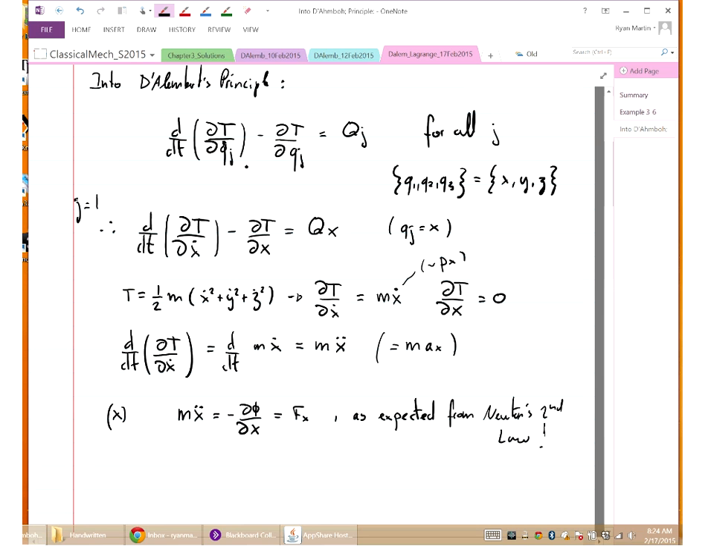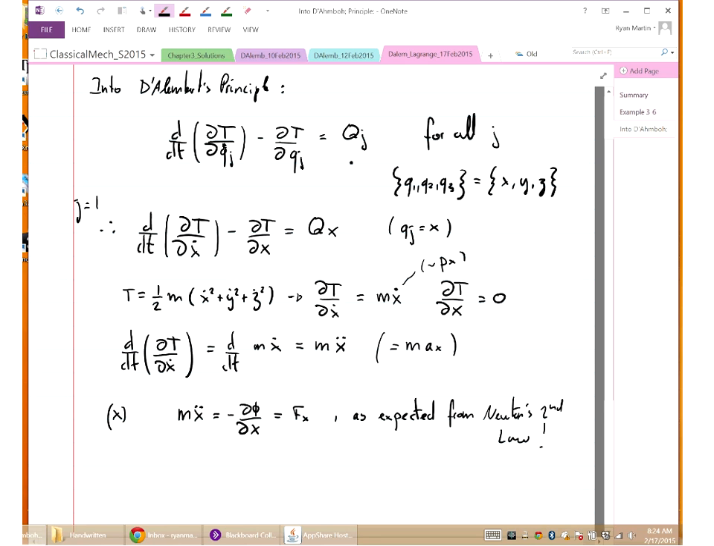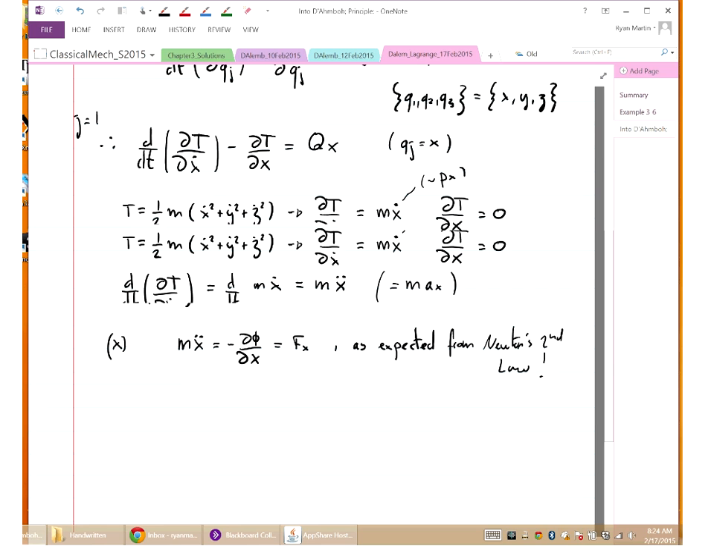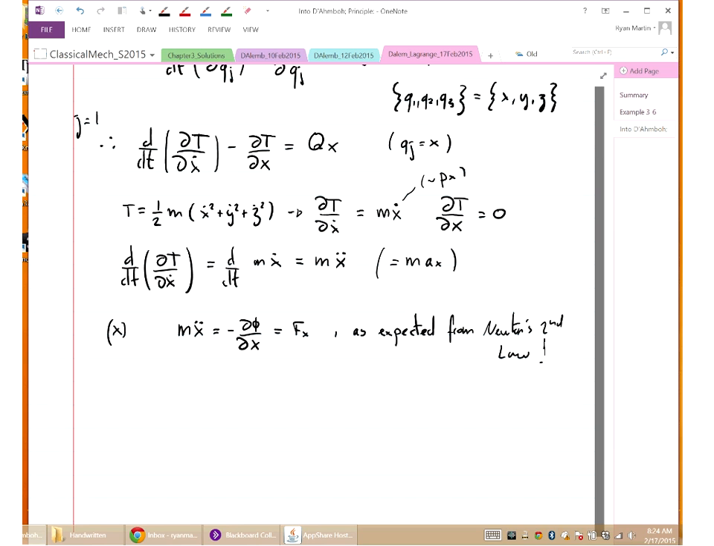Well, remember what we started out with is this abstract-looking D'Alembert's principle with the kinetic energy and this weird generalized force. So it turns out when you take the time derivative of ∂T/∂q̇_j, and T doesn't depend on q_j, then you just get mẍ. So in the math, it's trivially the same thing, and you'll get the same equations for y and z.